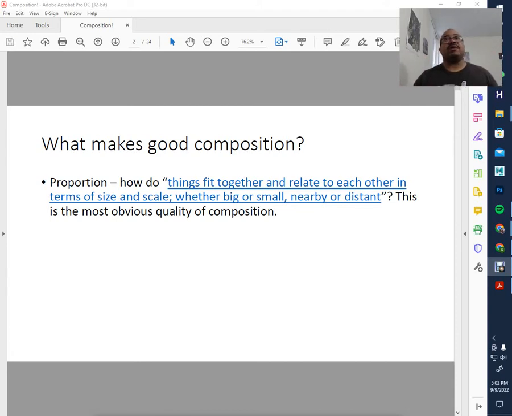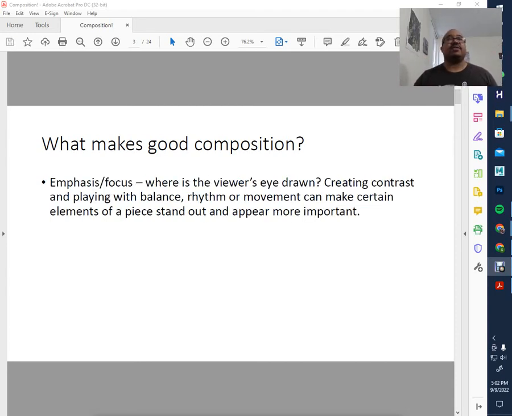And we always talk about proportion quite frequently. So make that something that you're conscious and aware of. The relative scale of things in relationship to each other is important in composing images. We also want to think emphasis and focus, like where is the viewer's eye drawn? This is probably one of the most essential elements to composition.